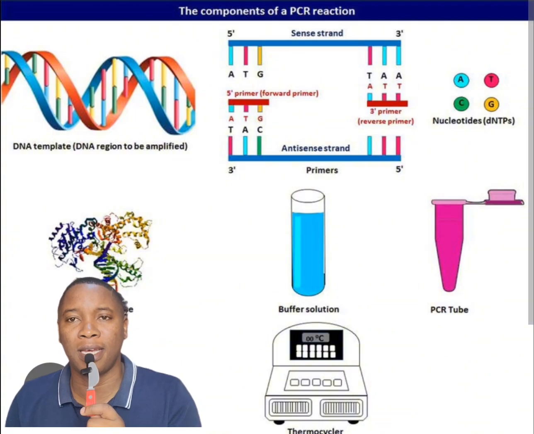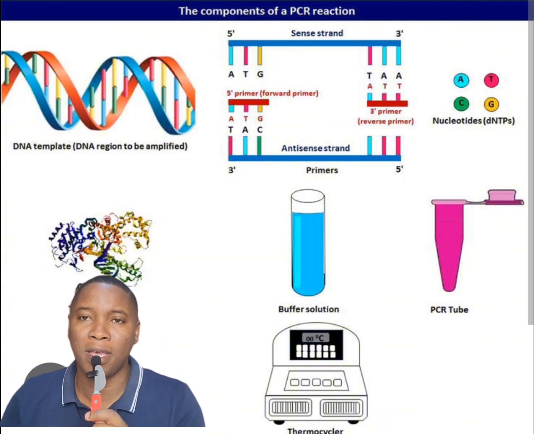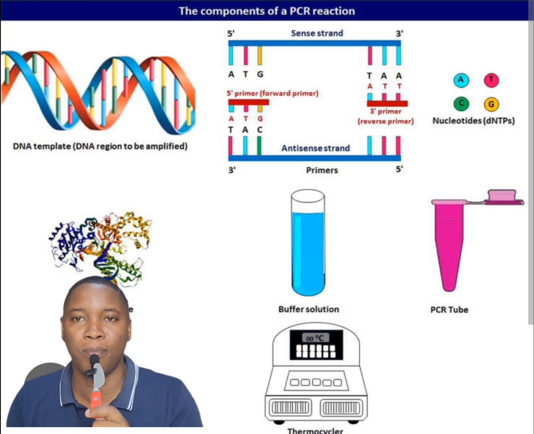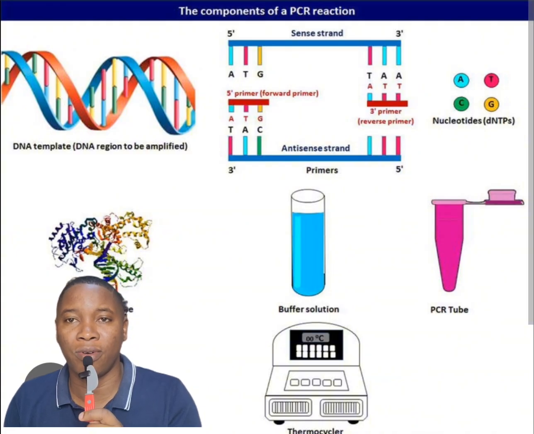And when we talk about PCR, there are three major steps that go into the process of conducting a PCR, a polymerase chain reaction. And these processes are, you have denaturing, which is number one, you have annealing, and then you have extension. Just three major processes: denaturing, annealing, and then extension.